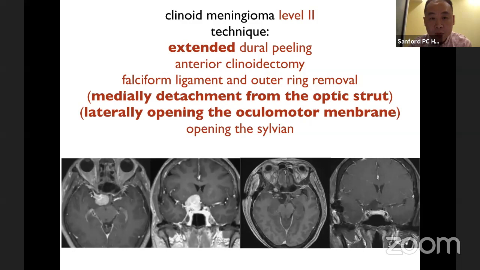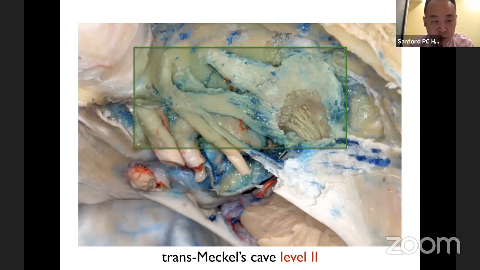Also for the clinoidal meningioma, the technique is almost the same. Extended dura peeling, anterior clinoidectomy, remove the ligament or the ring, and open the sylvian fissure. So as you see, at level one and level two, if you have the same technique, you can deal with a lot of pathology in the sella and the suprasellar space. Now you are equipped with good techniques. Now you can enter the next level.